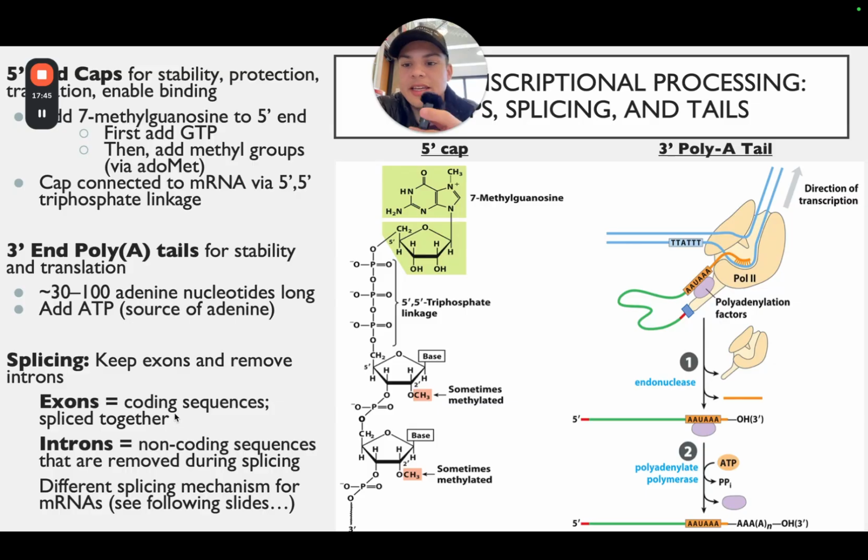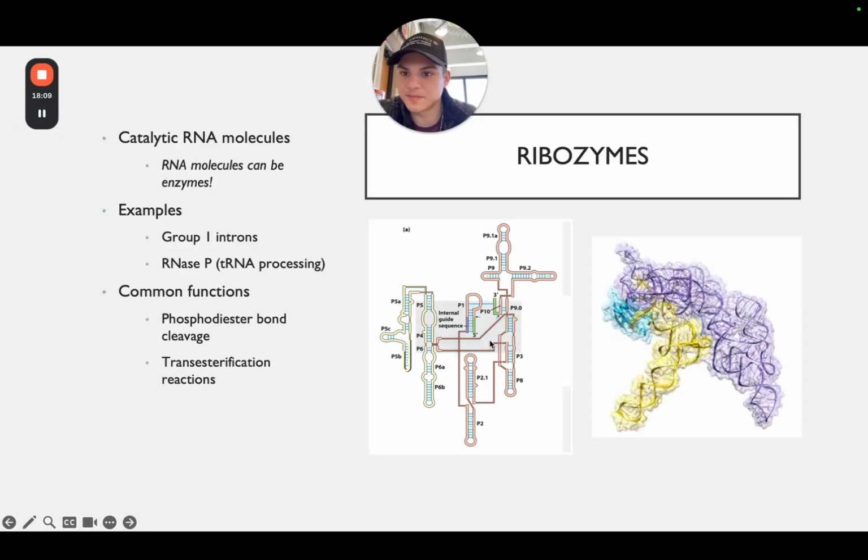So splicing: we're going to keep the exons and remove the introns, right? The exons are the coding sequence, which allows amino acids to begin attaching through tRNA. We'll talk about that later. Introns don't have the coding sequence, so there are no amino acids that can be attached to them. They're spliced out during this mRNA processing. There are different splicing mechanisms for mRNAs, and we'll talk about these in the next few slides.